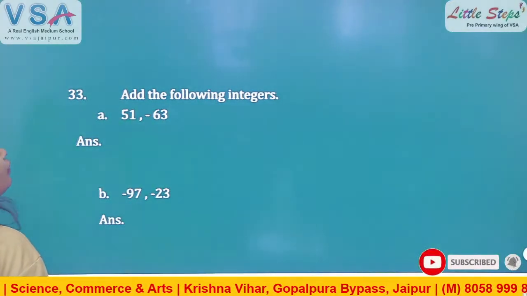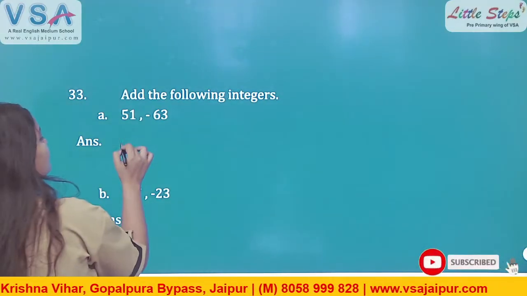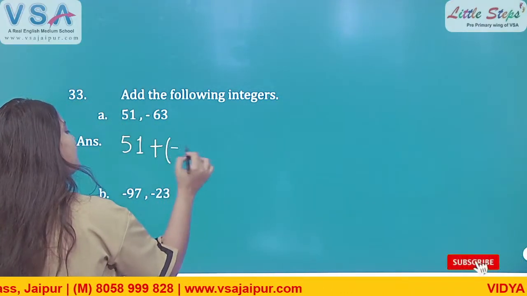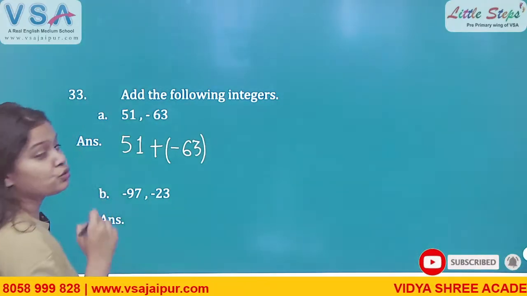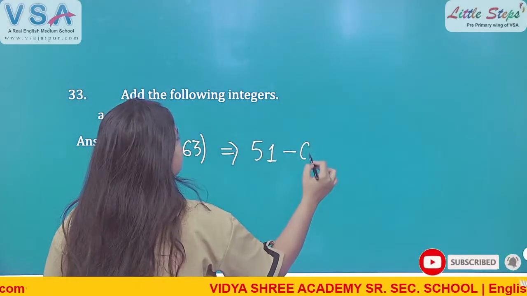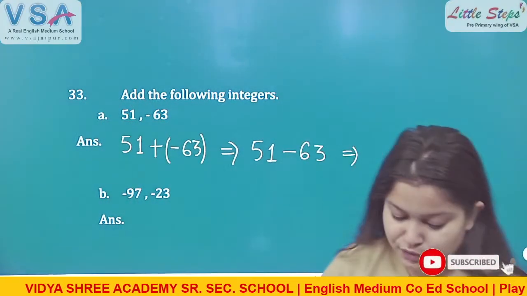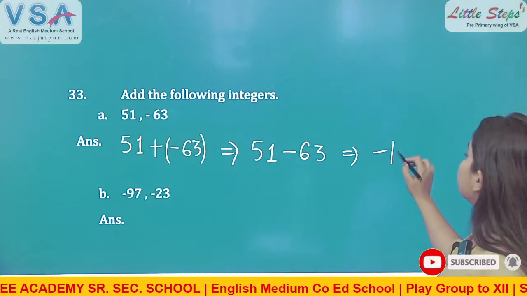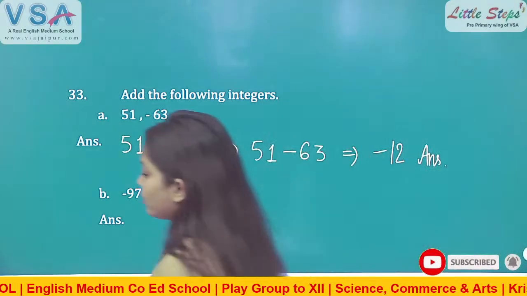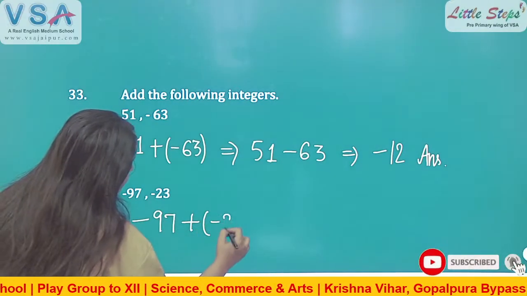The 33rd question is adding the following integers. We need to add them. While we add them, we remove the comma and put a plus there, and the number will go in a bracket as two signs will not come together. So we have plus minus, that is minus 63. We need to subtract them. 63 minus... what do we have? 12. That is basically negative 12. That is the answer.